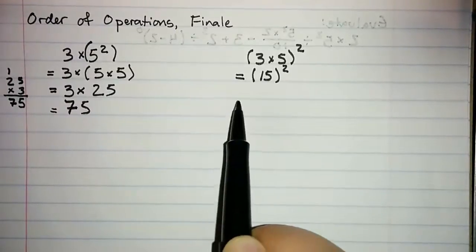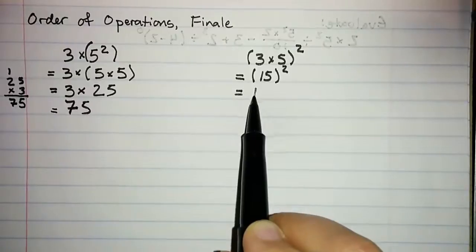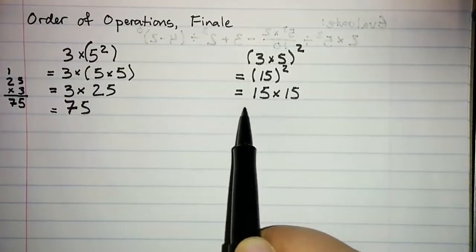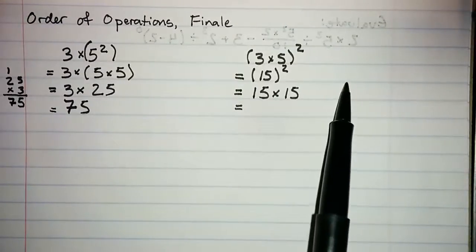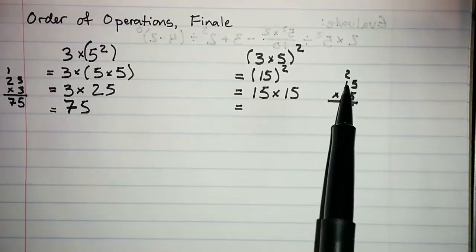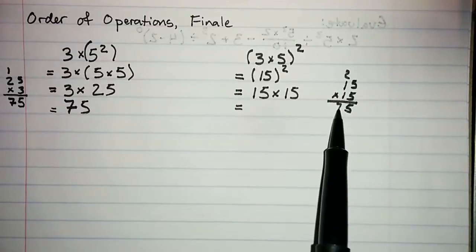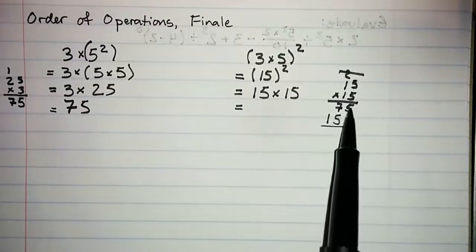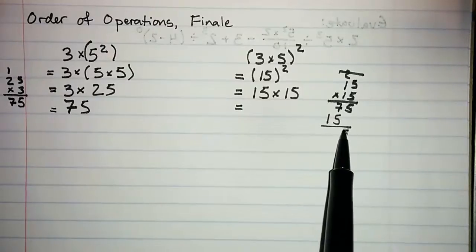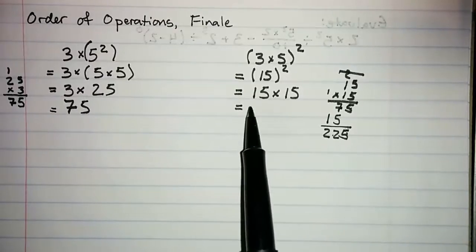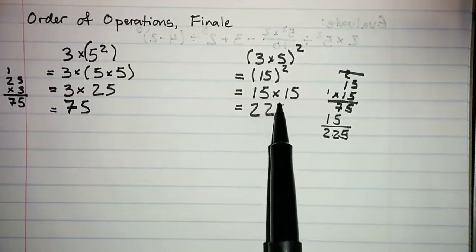So we'll have 15 squared, which is 15 times 15. Working this product out off to the side, 5 times 5 is 25. 5 times 1 is 5, plus 2 is 7. 1 times 5 is 5. 1 times 1 is 1. 5, 12, 2. This is 225.